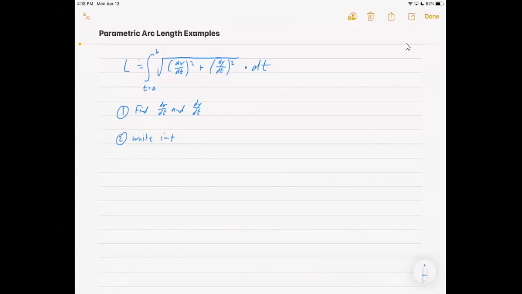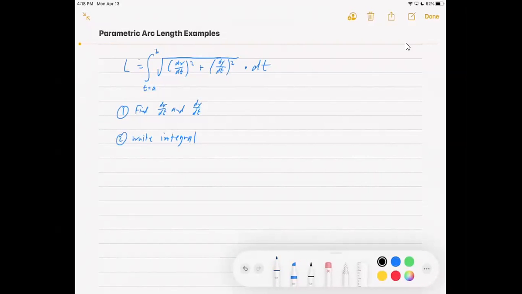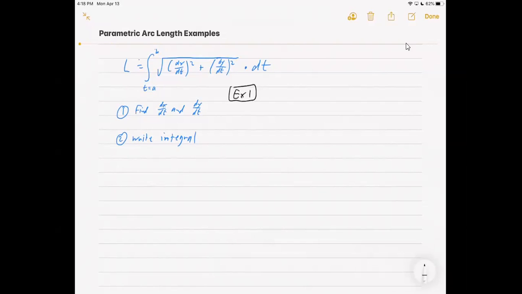Before, we had this 5-step process and there was a lot of algebra involved. I would say that once you know dx/dt and dy/dt, you can write the integral. You just have to remember to square both of them. So let's work with our 2 example problems that we've been doing. Let's start with example 1, where x of t is 2t and y of t is equal to t squared.